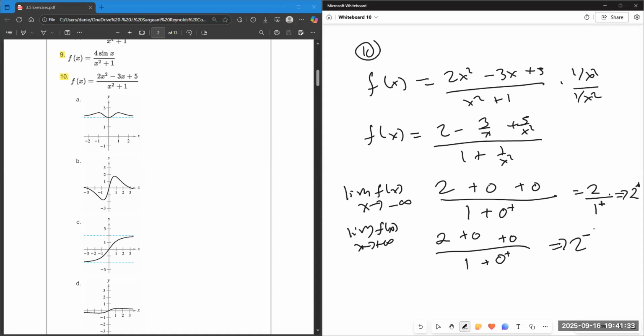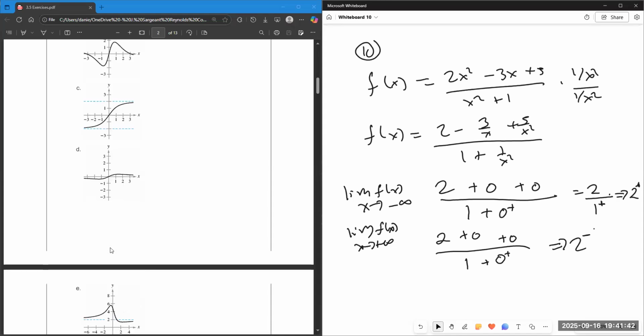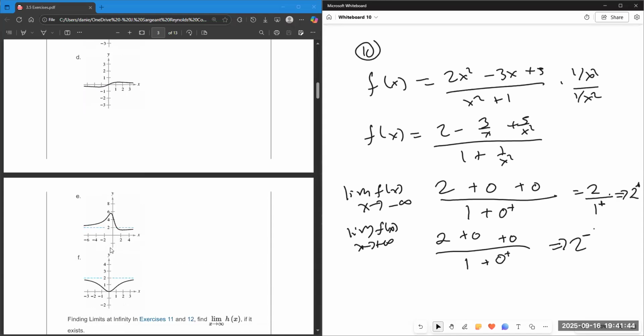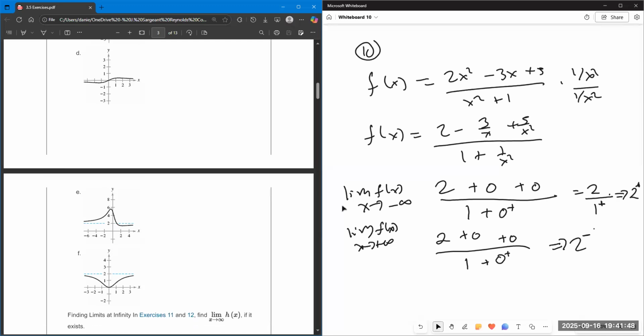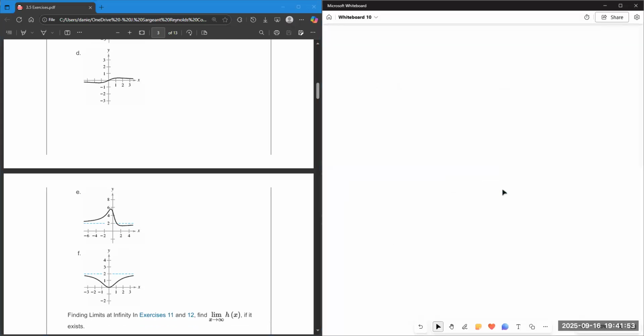And so we get E right here. On the left-hand side, we're approaching from above. From the right-hand side, we're approaching from below. All right, enough of that.